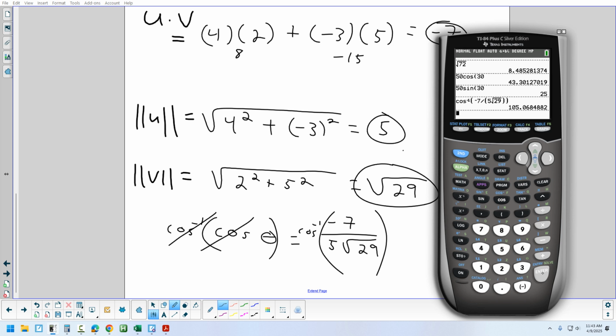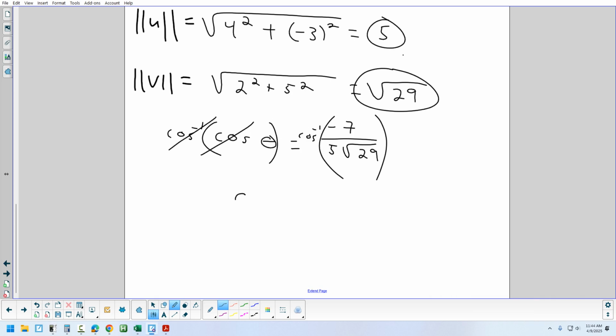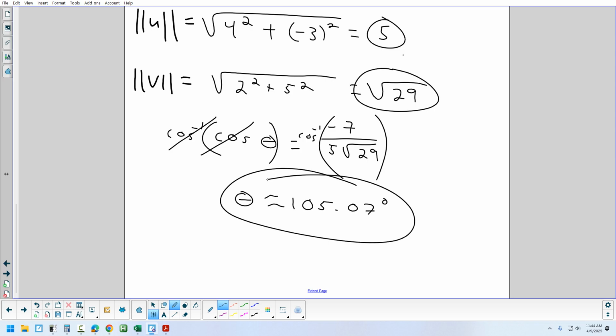And yeah, it's more than 90. We said 95, 100. It's 105. Yeah, that's right in the area we thought. So it's 105.07. Two decimal places is generally what you're going to want to do. Okay. Any question how we got the angle between 2 vectors?